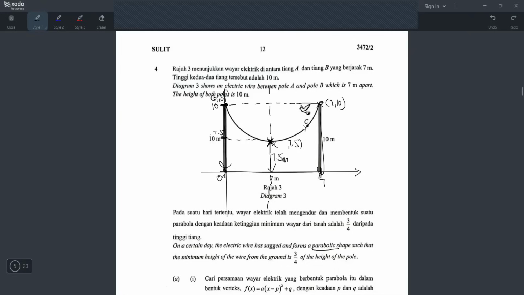So it'll be the middle of 0 and 7, which is 0 plus 7 divided by 2, which is 3.5. So definitely this is 3.5, right? So now you have your minimum point. So now it's actually very easy to convert to vertex form, right? Because you know your p and q already.